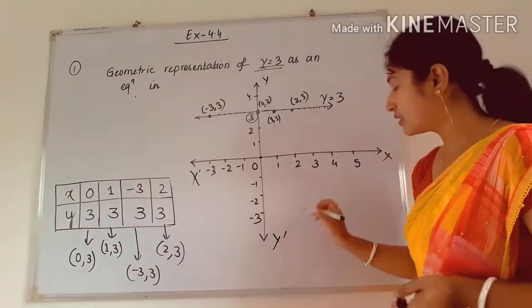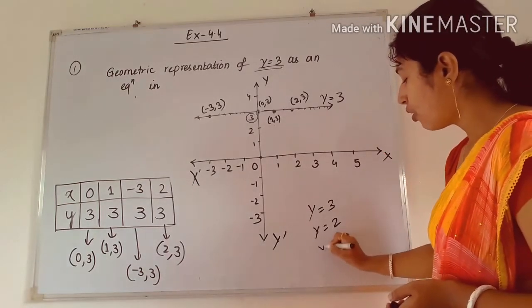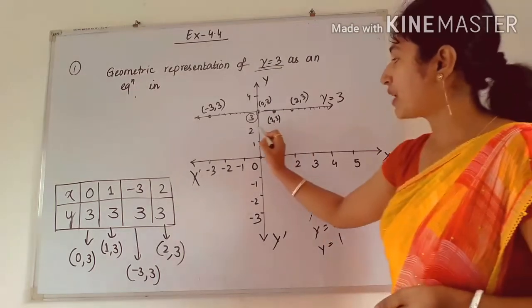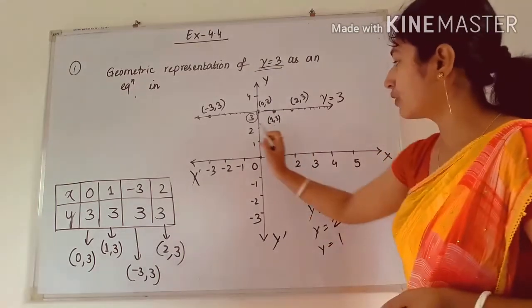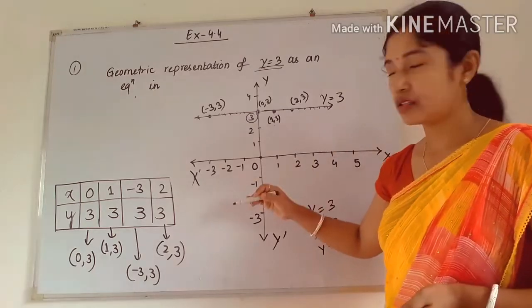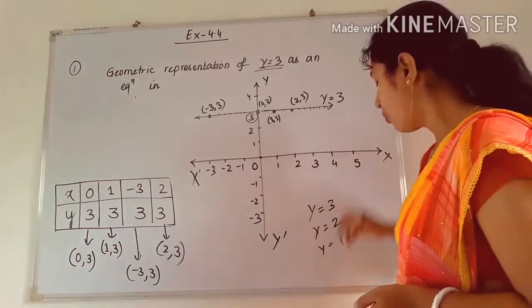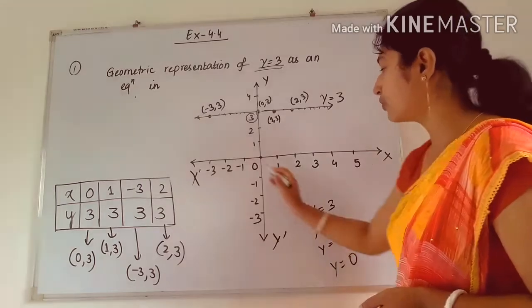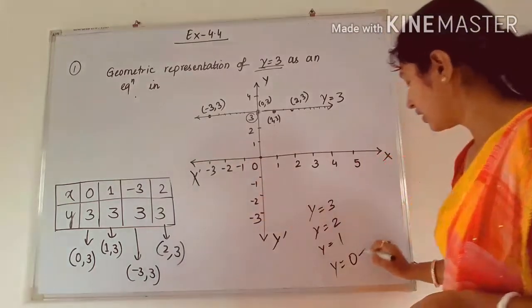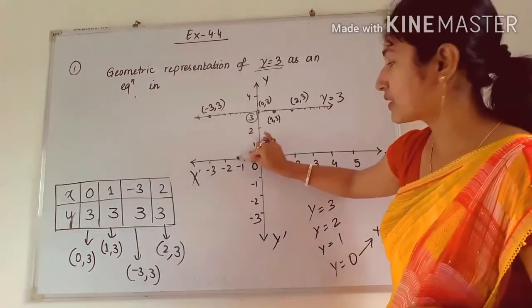So we can say y equals 3, or if you take y equals 2 or y equals 1, all will pass through. Suppose y equals 2, it will pass through this one, and it is also parallel to what? X-axis. Similarly, y equals 1 will pass through this one. Y equals 0 will pass through this, which one? It will be the x-axis only. Y equals 0 will be this line only.